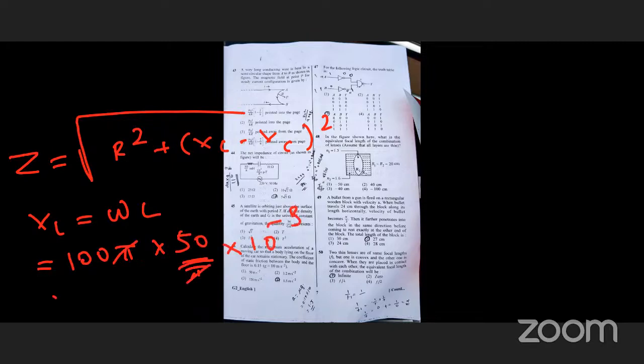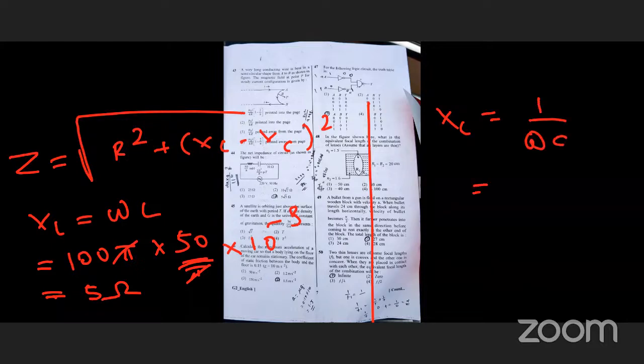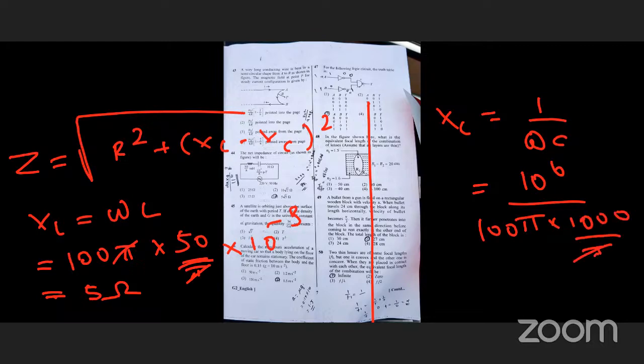So the value of XL is equal to omega L. So omega is equal to 2 pi f, it's 100 pi. So into the L value, 50 by pi into 10 power minus 3. So cancelling this, you are getting the XL value is 5 ohm. And XC is equal to 1 by omega C, which is equal to 10 power 6 divided by 100 pi into 1000 by pi. So solving this, you are getting 10 ohm.